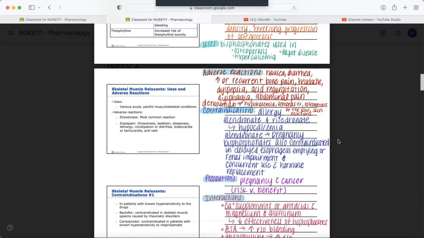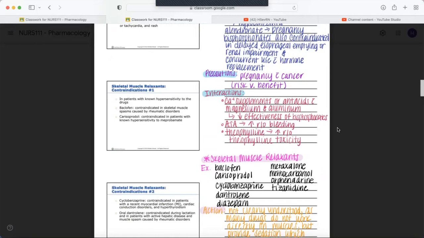We want to be really careful in clients that are pregnant or they have cancer, pregnant and they have cancer, giving these medications. So if they have hypercalcemia due to cancer, we have to weigh out the risk to the pregnancy versus the benefit of treating the hypercalcemia.